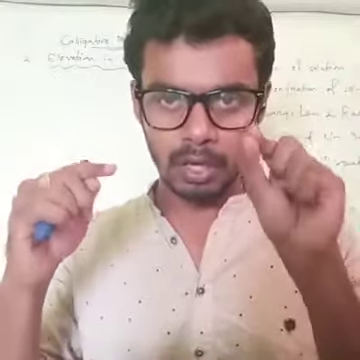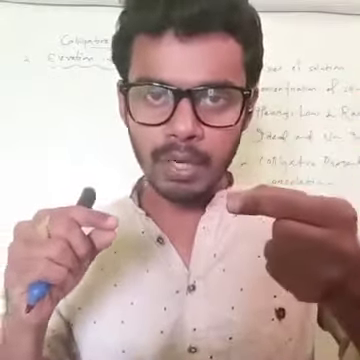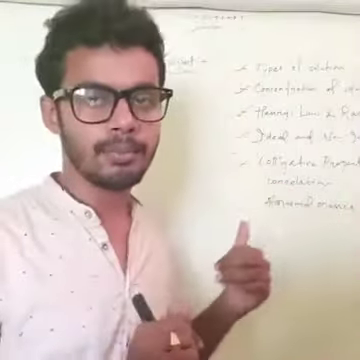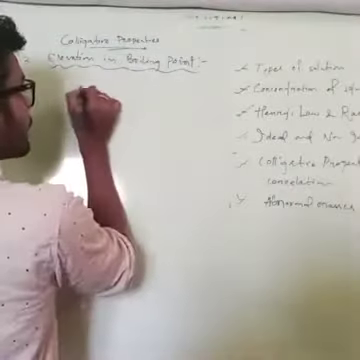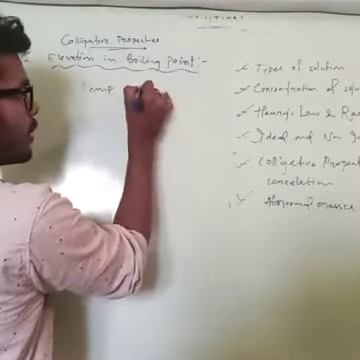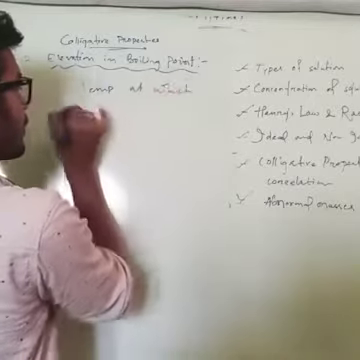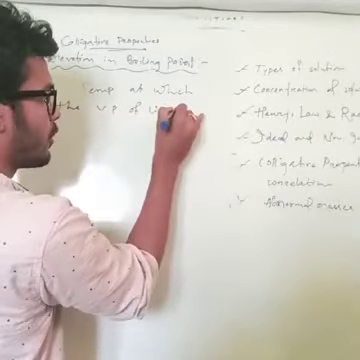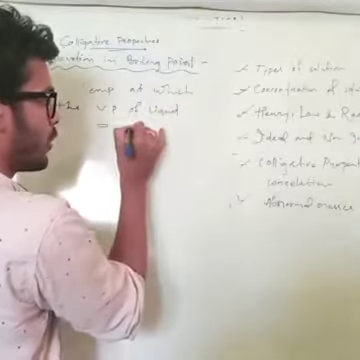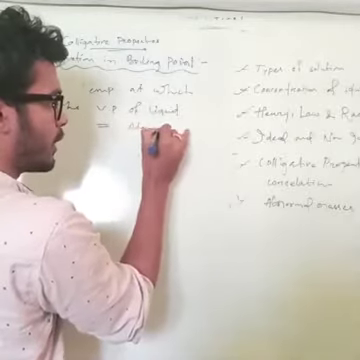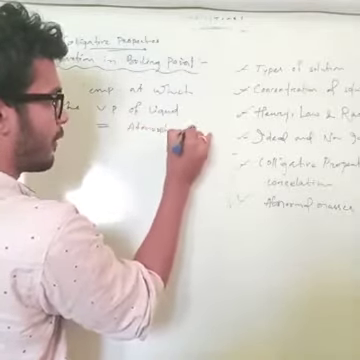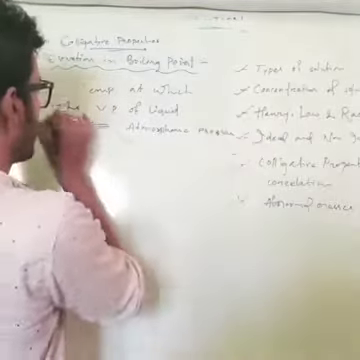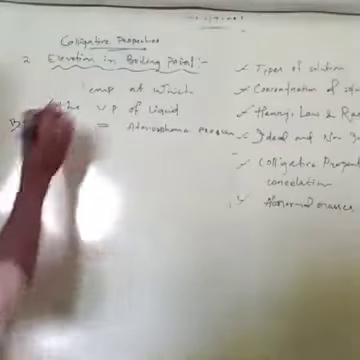The temperature at which the vapor pressure of a liquid is equal to the atmospheric pressure, that is what? Boiling point. You can write: temperature at which the vapor pressure of a liquid is equal to the atmospheric pressure, that is your boiling point.